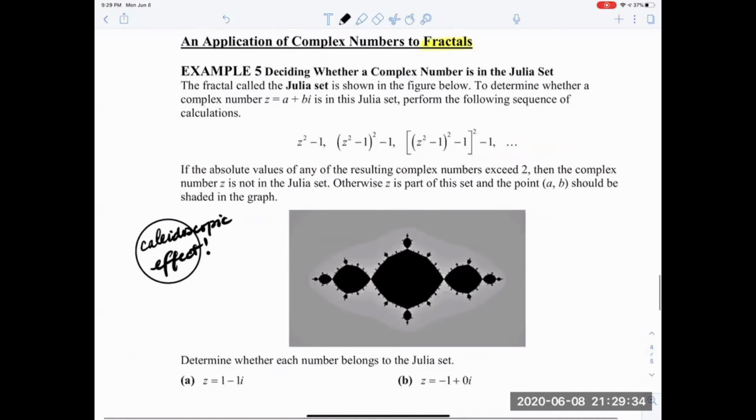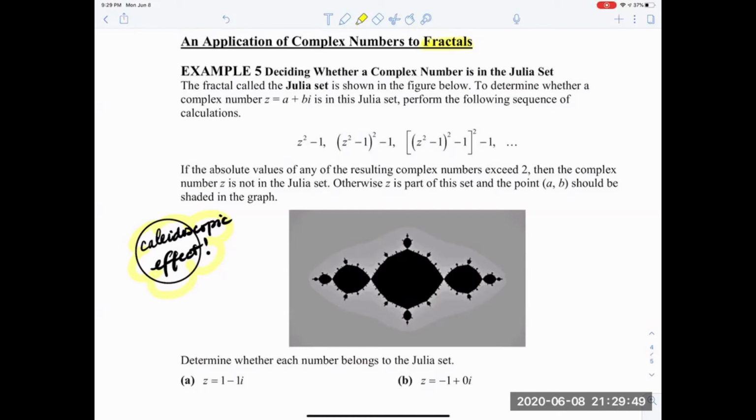So remember, this kaleidoscopic effect is very fun to watch, and typically is done with pieces of glass or confetti, anything that has different shapes and colors, and it's easy for you to see.